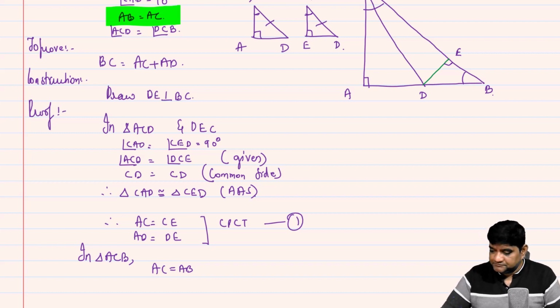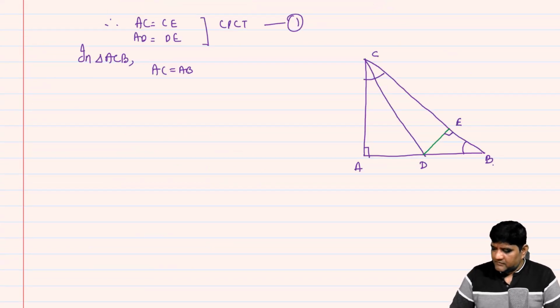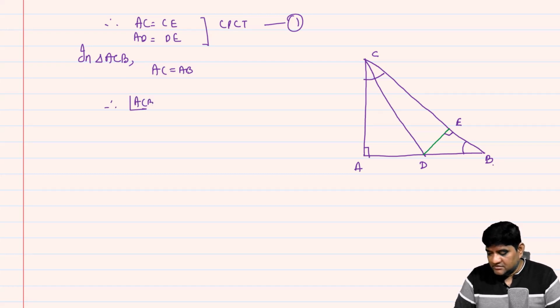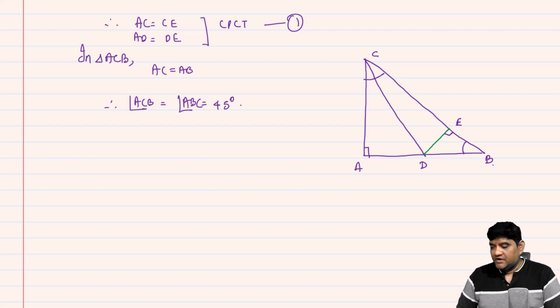Because the base angles are equal, they're going to be equal to 45 degrees, based on the angle sum property. All right. So I can now say angle ACB is equal to angle ABC, and that's equal to 45 degrees.